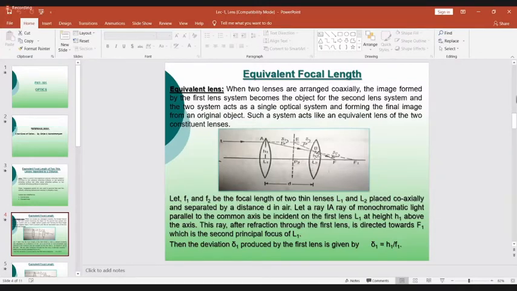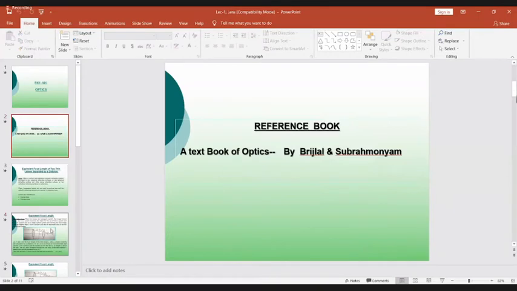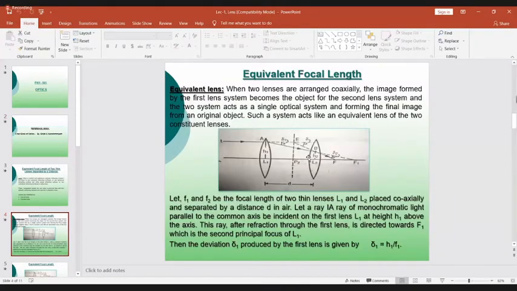For lens 2, this H2 is the object height. Is that clear? লেন্স 2 এর জন্য এইটা হবে object height. Now, after refraction through the second lens, what will happen? Again, there is a deviation. This one is the deviation produced by the second lens. And finally, it coincides with the principal axis at point F. Is that clear?